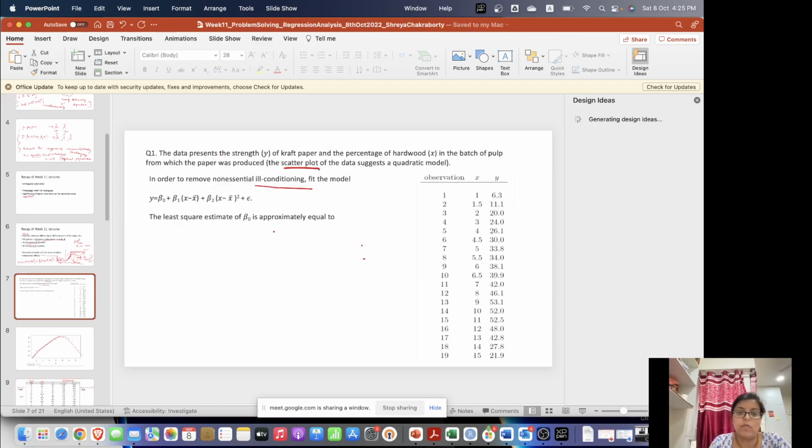Now, to fit the model, what do you think? Should we go for the orthogonal polynomial approach, or should we go with the normal approach? Anybody?